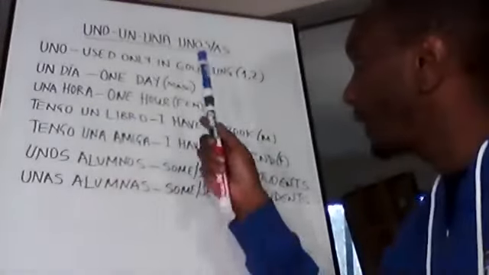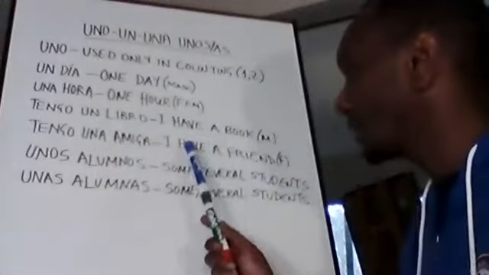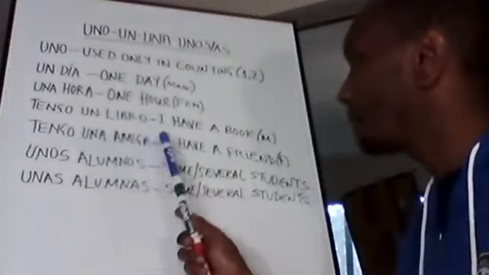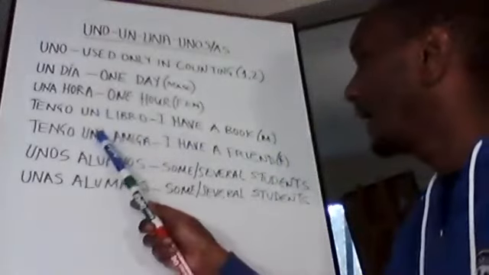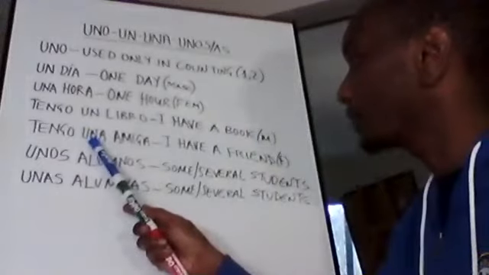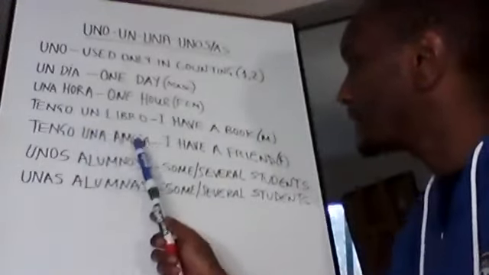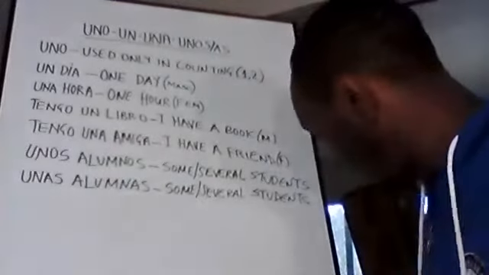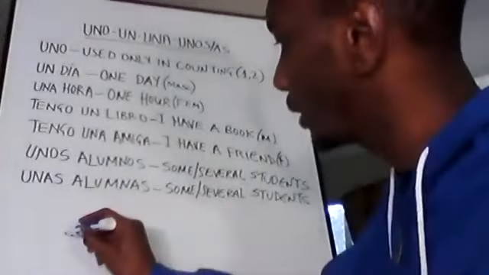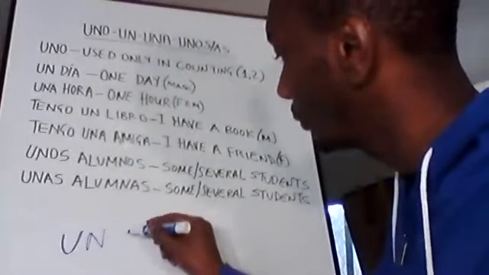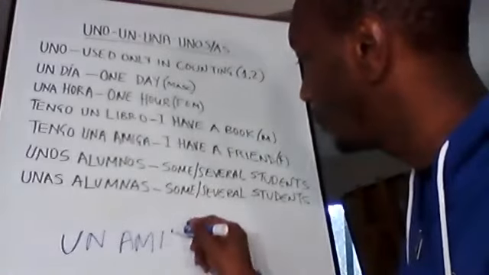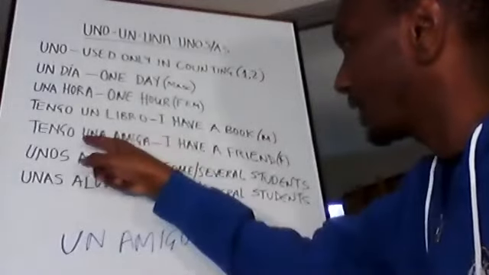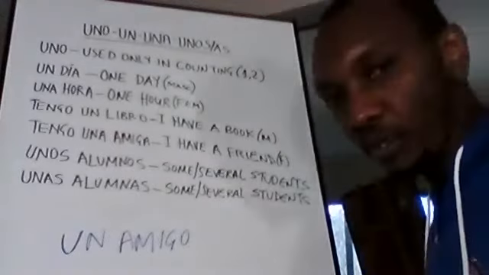Let me give an example of una as one or as a to describe a feminine subject. Tengo una amiga. I have a friend, feminine. You see there? Una amiga means a friend, feminine. If it was a male, if it was masculine, we would say un amigo. But in this case, it's a lady friend, female friend. So we say tengo una amiga. Okay, I hope you are still with me.